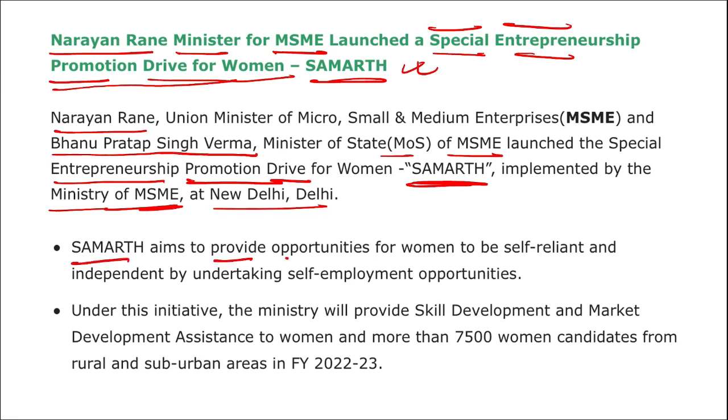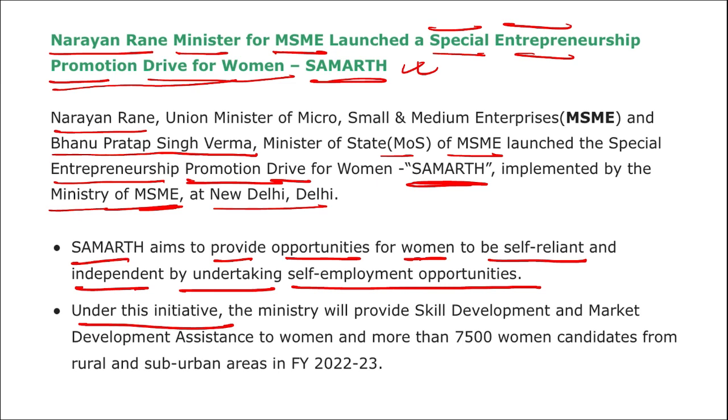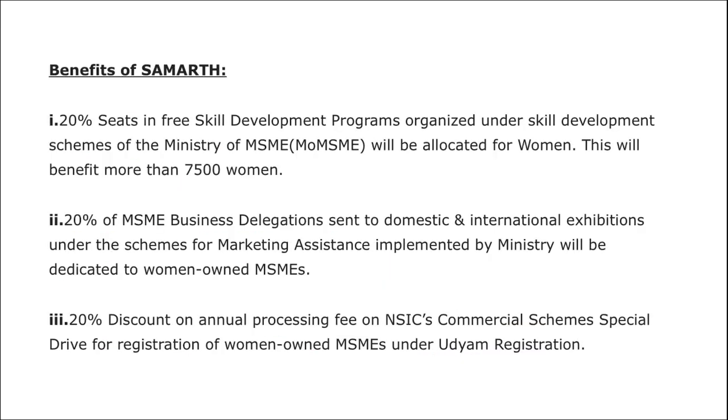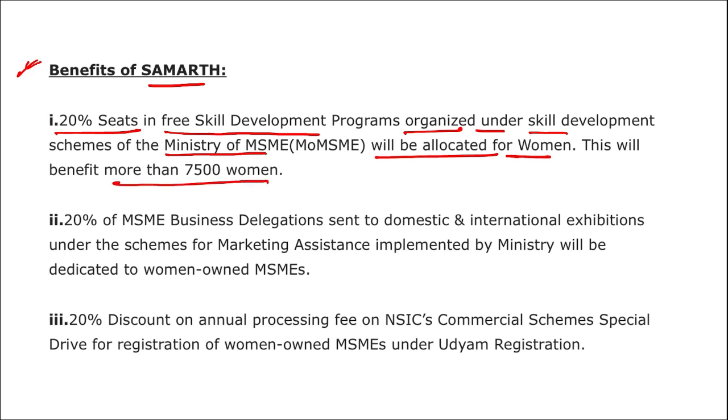SMART aims to provide opportunities for women to be self-reliant and independent by undertaking self-employment opportunities. Under this initiative, the ministry will provide skill development and market development assistance to more than 7,500 women candidates from rural as well as suburban areas in the fiscal year of 22 to 23. If we talk about some of the benefits of SMART, 20% seats in free skill development programs organized under skill development schemes of the Ministry of MSME will be allocated for women. This will benefit more than 7,500 women.